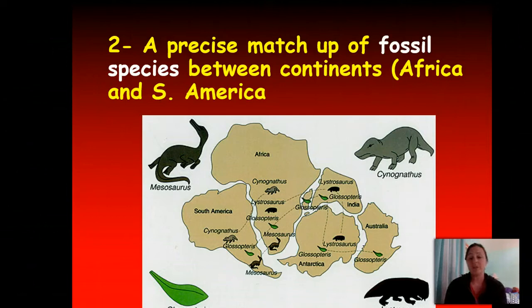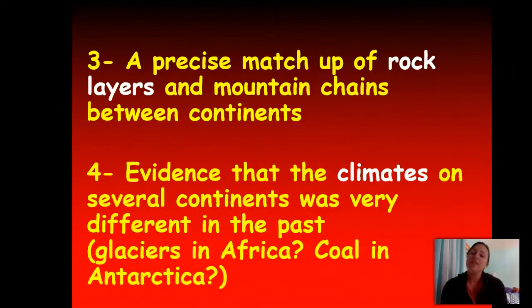This also happens with the species of plant known as Glossopteris. We have a similar finding with rock strata, or rock layers, and mountain chains: these mountain chains have the same layers of rocks on one continent as they do on the other. And they're located along the edges and the coastline, so it makes logical sense that they were once connected.